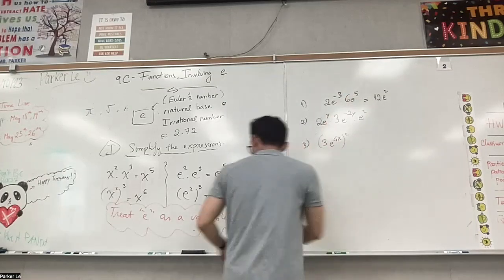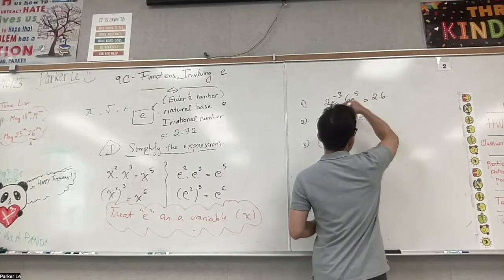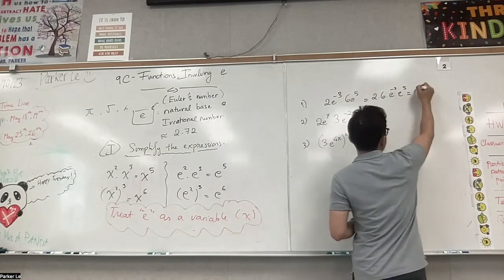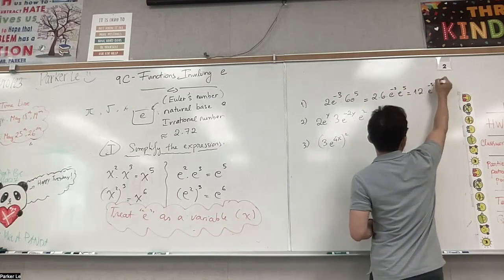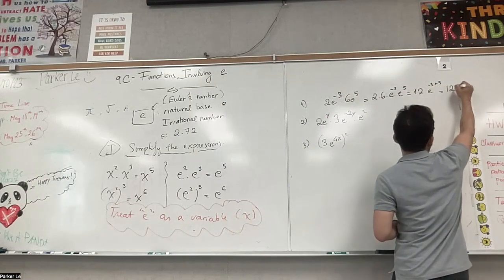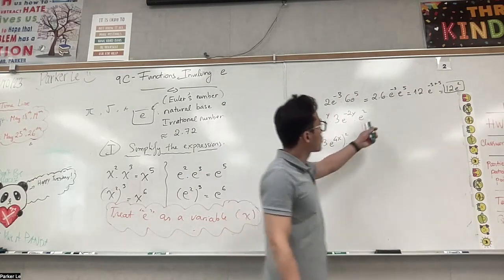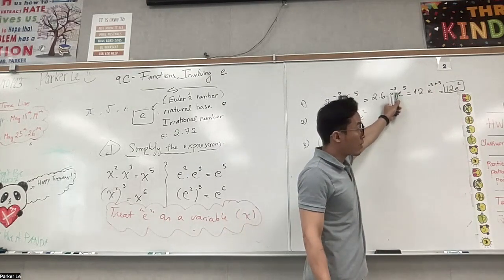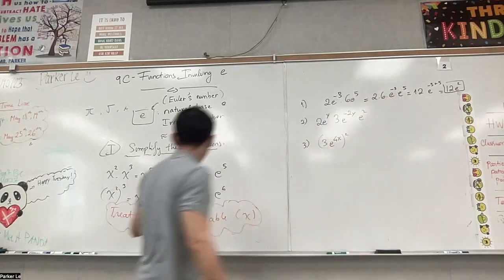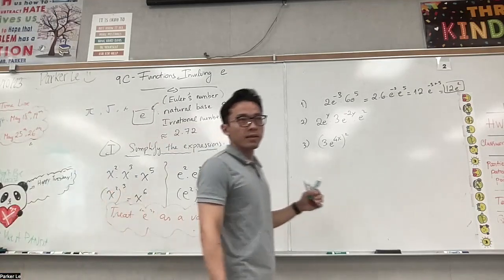Let me write one step so you understand. I just rearrange 2 and 6, and letter with letter. Then 2 times 6 is 12. And for e, add the powers together: negative 3 plus 5 is 2. We don't multiply them. When you multiply, then you add the powers. Only when it is a power of a power, then you multiply them. Be careful, don't make that mistake, okay?